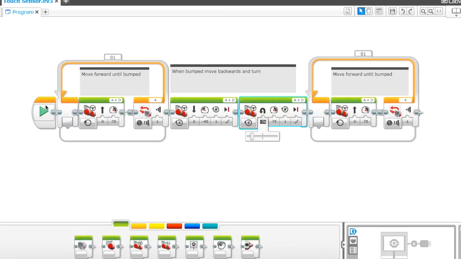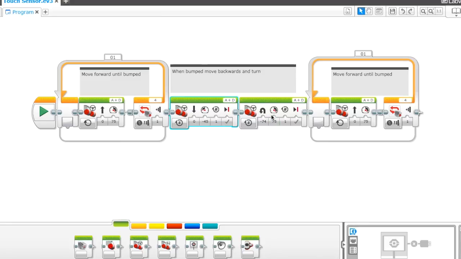So this is the start block. Then this block will move the Lego EV3, which is connected in port A and D, forward at a speed of 75 until it is bumped by the touch sensor, which is connected in port 4. So when it is bumped, this will make the EV3 move backwards. Since we're going backwards, the speed has to be minus 45. This will do it for one rotation.